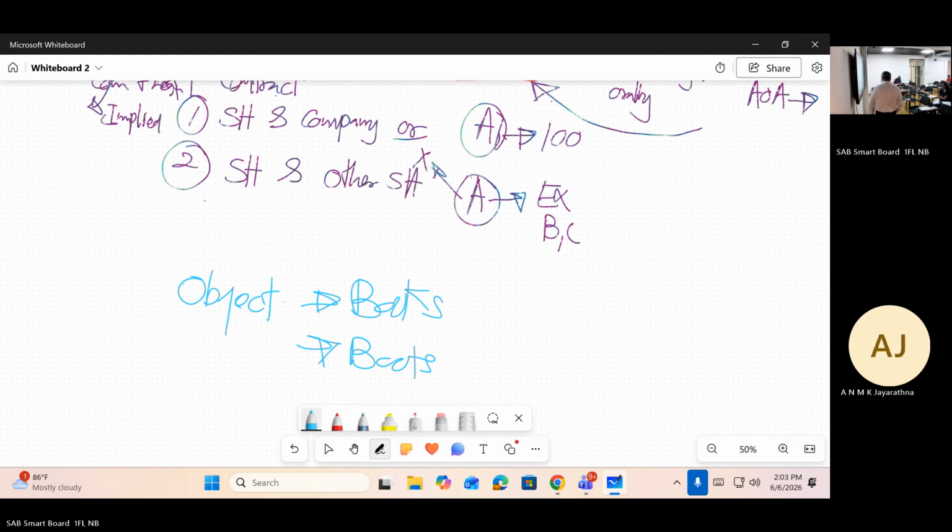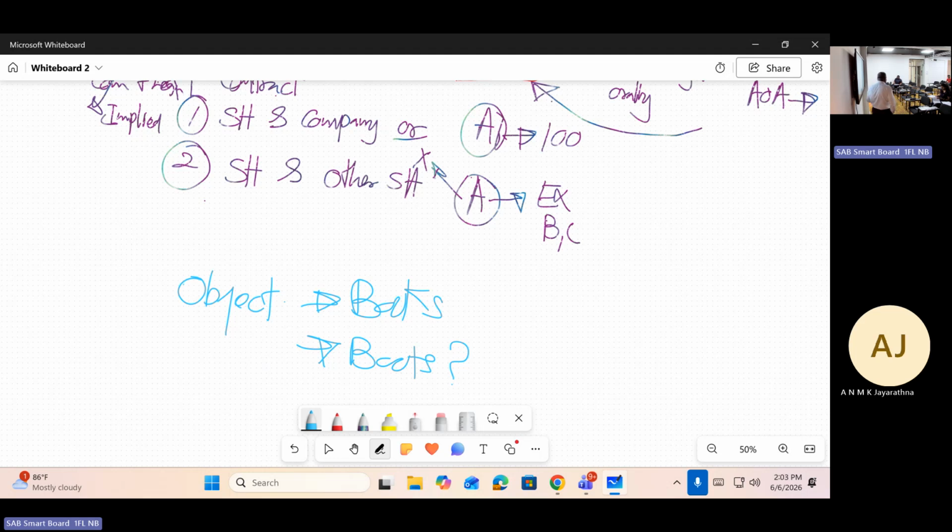Now we have to consider the legality of this type of transaction. According to the articles, the object is mentioned as manufacturing goods. If the company engages in any other transaction beyond this object, then what is the legal effect of that transaction? That is the next issue.